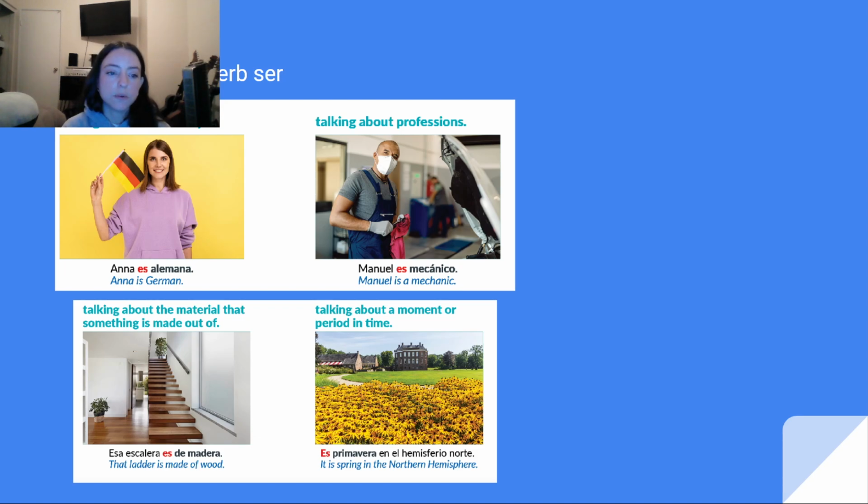We use the verb ser when we're talking about the material that something is made out of. So esa escalera es de madera. That ladder is made of wood. We use the verb ser when we're talking about a moment or period in time. So es primavera en el hemisferio norte. It is spring in the northern hemisphere.